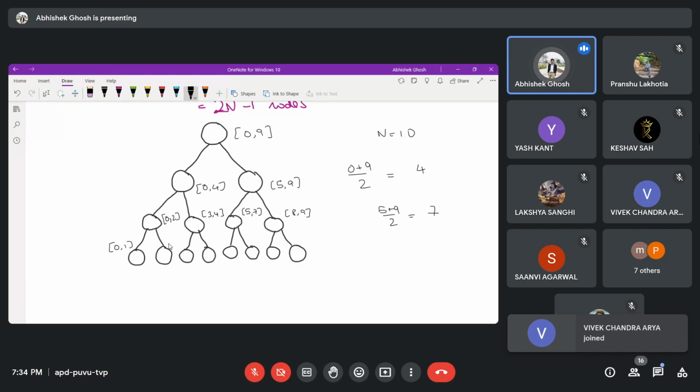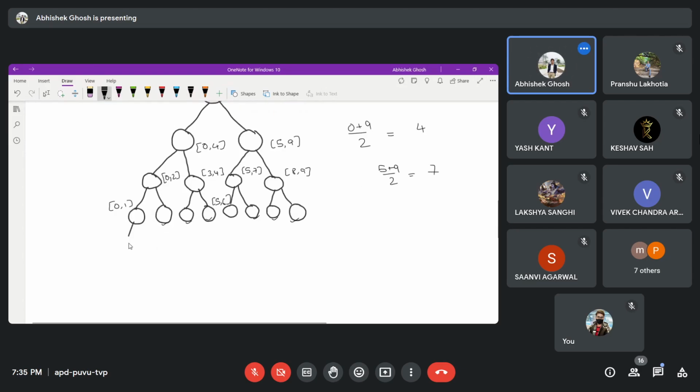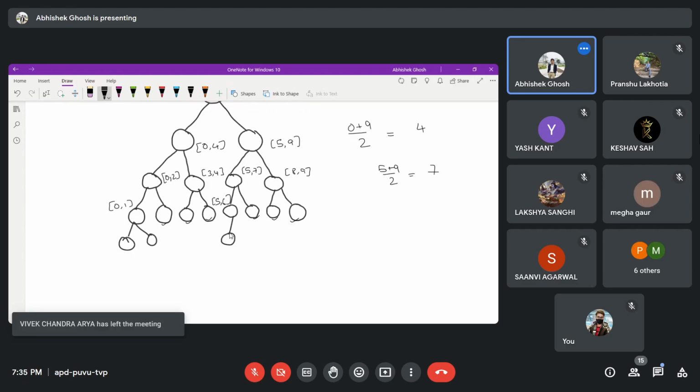This will store for 0 to 0. This will store the answer for 3 to 3. This will store the answer for 4 to 4. And this will store the answer for 5 to 6. So these are leaf nodes. These two are non-leaf nodes, so I need to extend the tree and create two more children. These are storing the answer for 5 to 5, 6 to 6, or 0 to 0, 1 to 1.